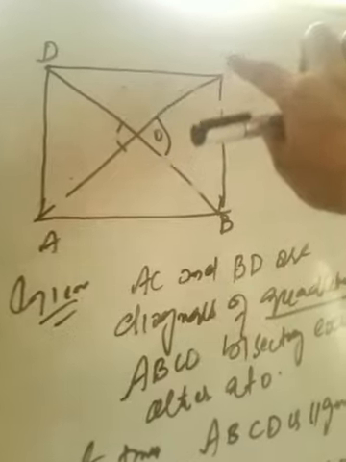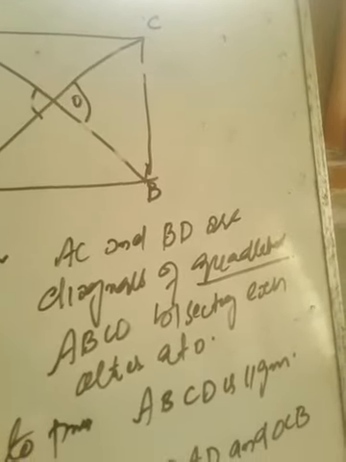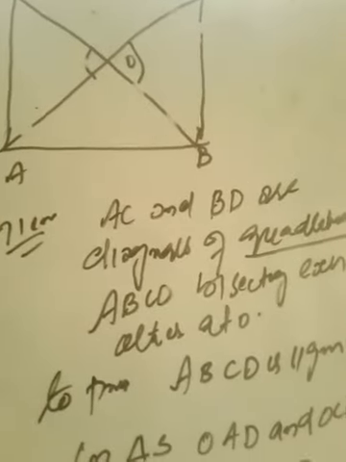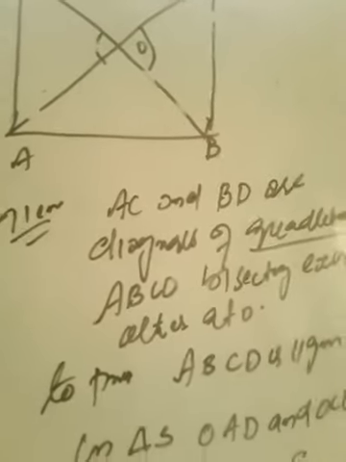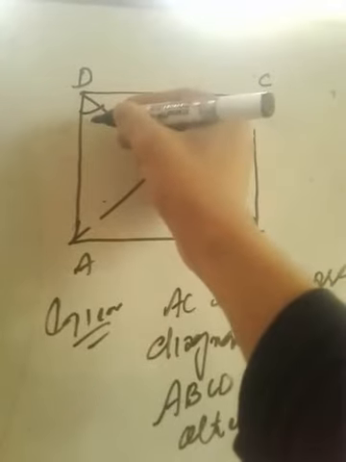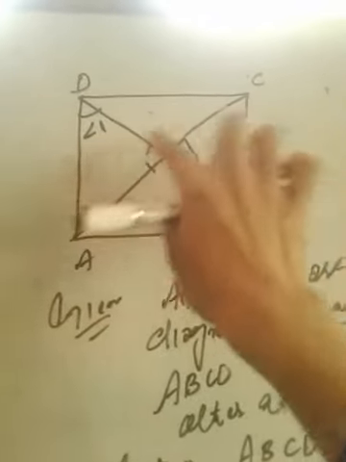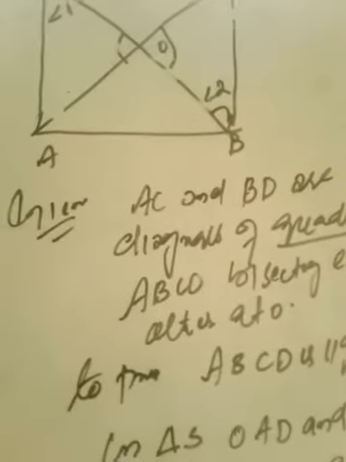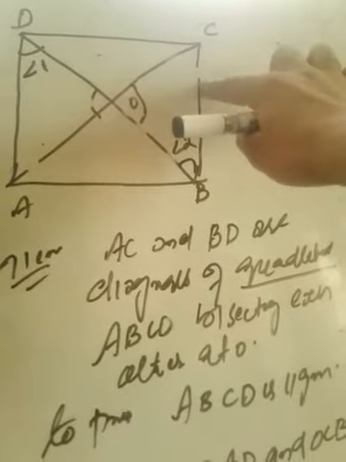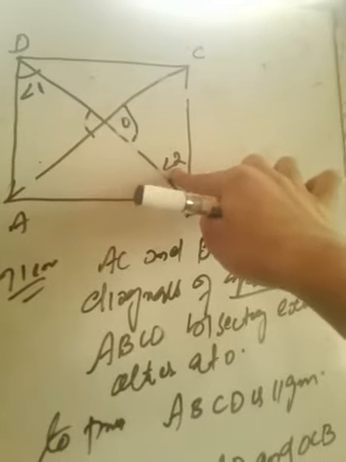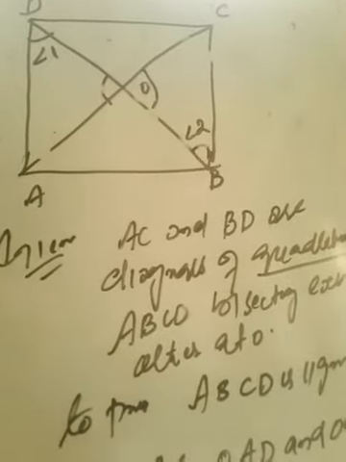Triangle OAD is congruent to triangle OCB. So what happens to the corresponding parts when two triangles are congruent? You know that corresponding parts are equal. Name this angle 1, name this angle 2. So angle 1 equals angle 2 by CPCT, because we have proved that triangle OAD is congruent to triangle OCB. These are alternate interior angles.